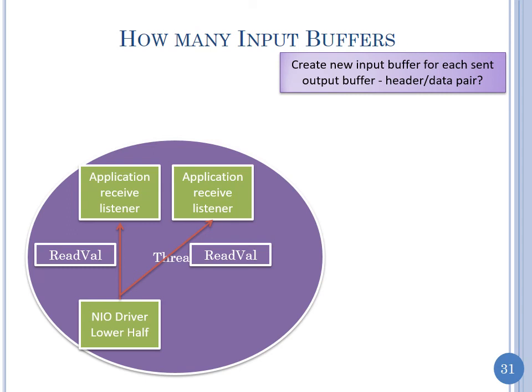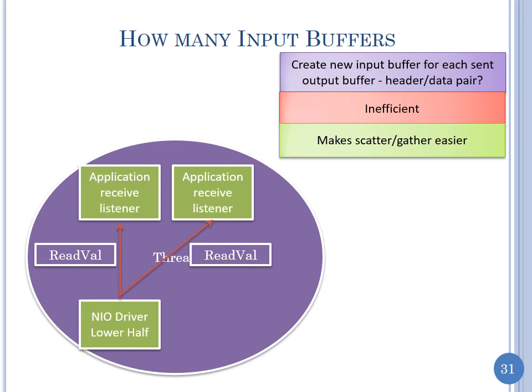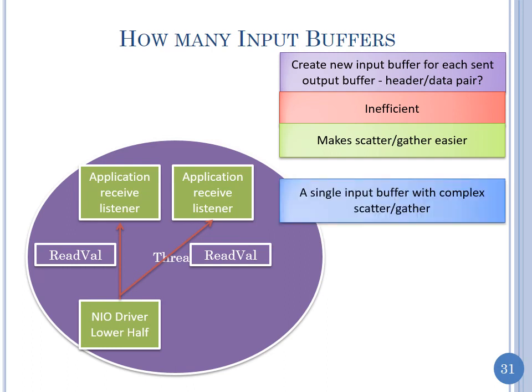So we can create a new input buffer for each send output buffer, header data pair, but this is inefficient, though it makes scatter gather easier. So, when I say that I took a different choice, I'm remembering the time it took to do so also. But what we have is a single input buffer with complex scatter gather. Okay.